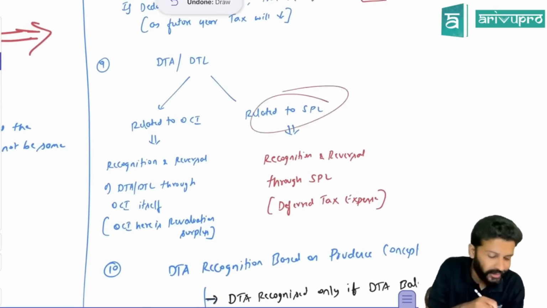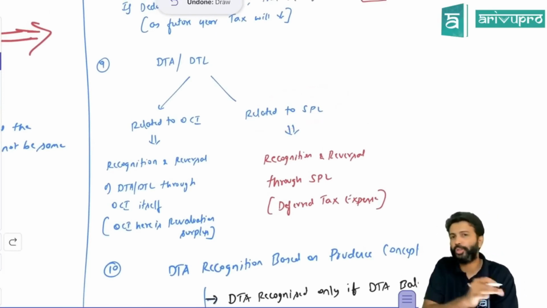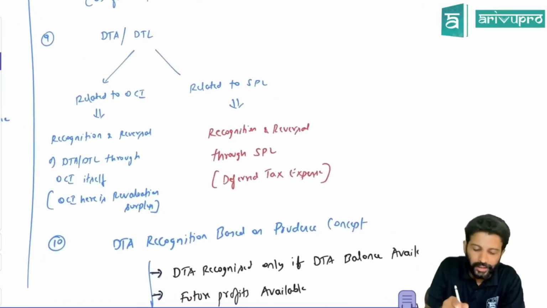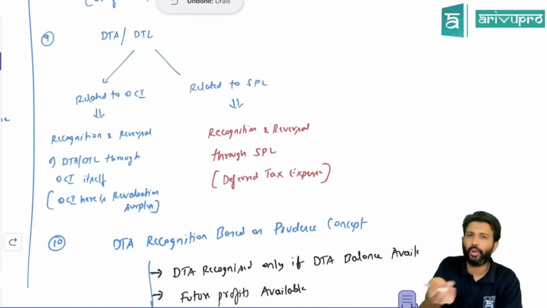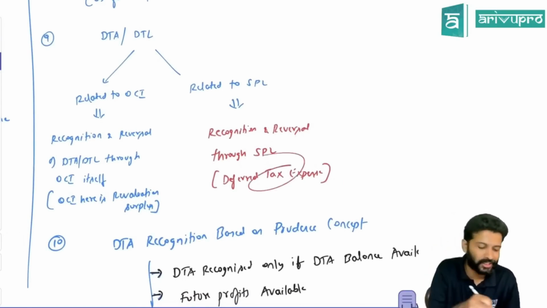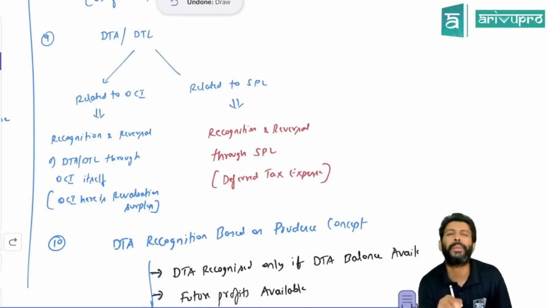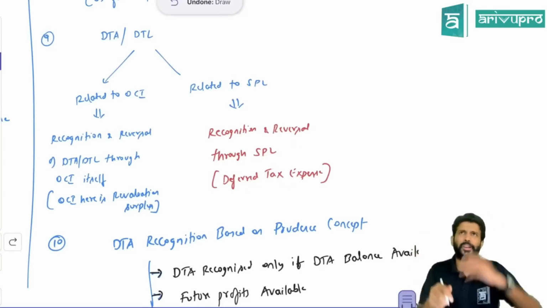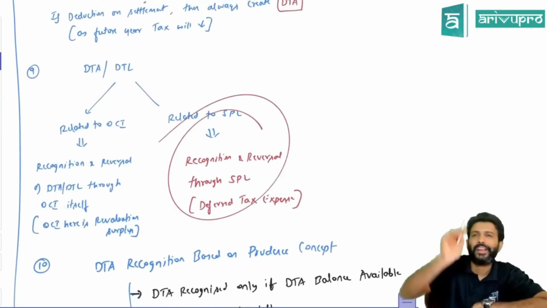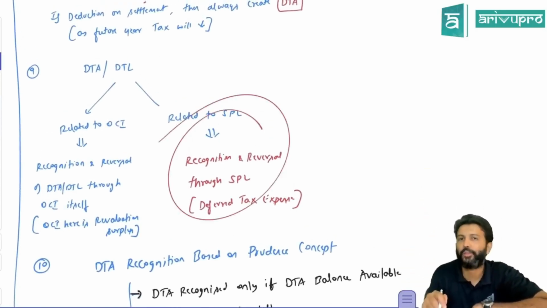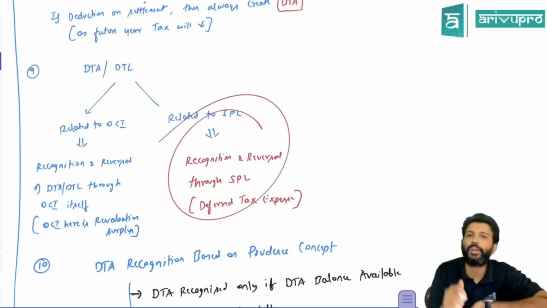However, if this DTA DTL has arisen due to SPL items, not OCI items, then you will recognize and reverse the DTA DTL using SPL only. In the journal entry, you will not directly write SPL, you will use deferred tax expense. This deferred tax expense is shown in P&L. The journal entry for deferred tax liability will be SPL account debit to deferred tax liability. For DTA, it will be deferred tax asset account debit to SPL.